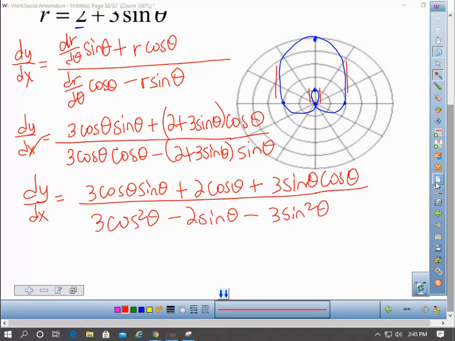All right. So there's my derivative. So I'm wanting to find vertical tangent lines. Vertical tangent lines are undefined.